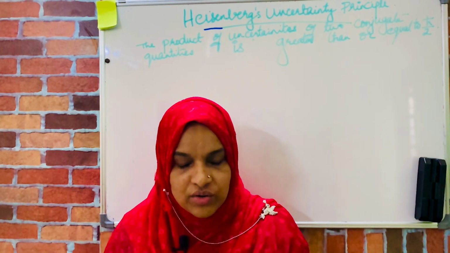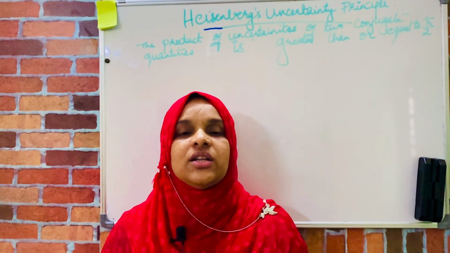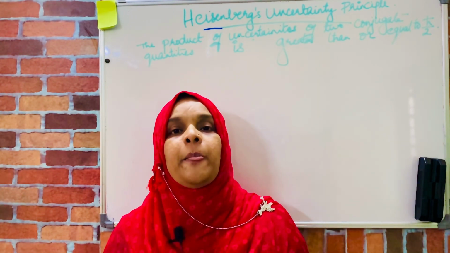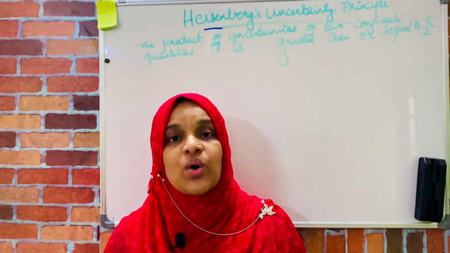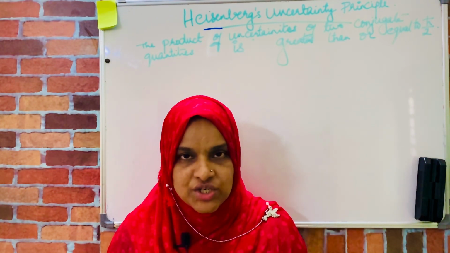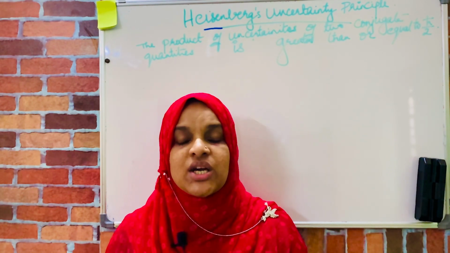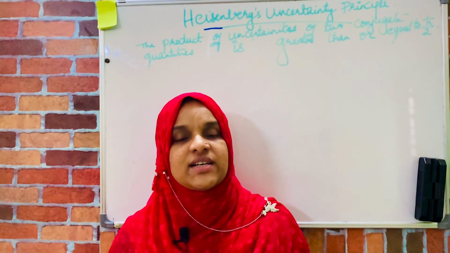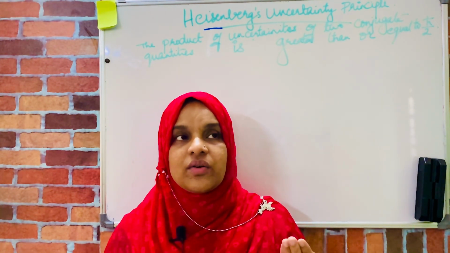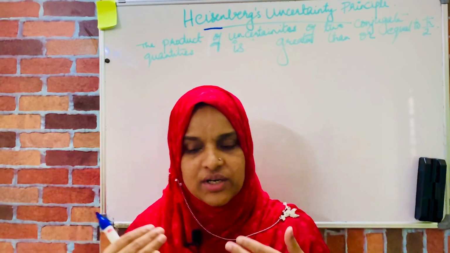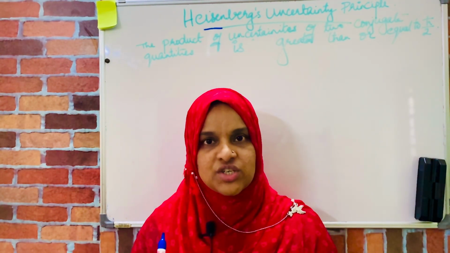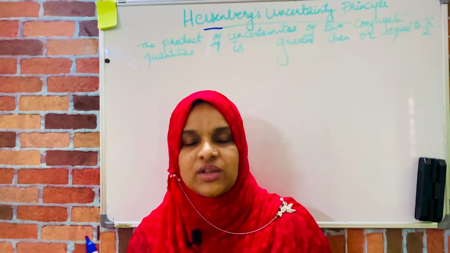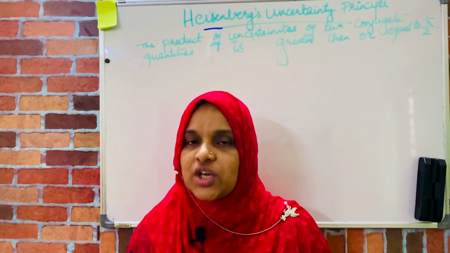Or we can also put this statement like this: the product of uncertainties in any two conjugate quantities will be greater than or equal to h cut by 2, or it is impossible to measure simultaneously and accurately two conjugate quantities. For example, we can consider position and momentum, and we can also consider energy and time. If you are trying to measure position and momentum simultaneously, then there will be an inaccuracy in measuring both the quantities.